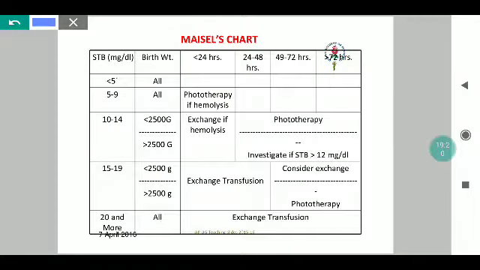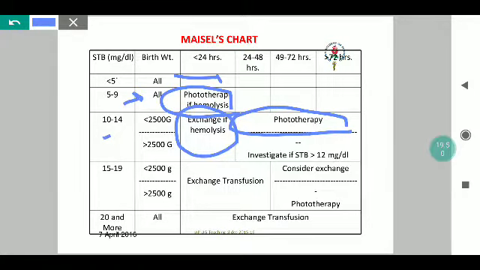So based on this, if the bilirubin level is less than 5 irrespective of birth weight, no need of any intervention. Between 5 to 9 mg per deciliter irrespective of birth weight, phototherapy is given for less than 24 hours if there is evidence of hemolysis. Now between 10 to 14 mg per deciliter, depending upon the birth weight, if hemolysis is present, go for exchange transfusion, and phototherapy for as long as needed if the birth weight is less than 2.5 kg. More than 2.5 kg, go for further investigation.